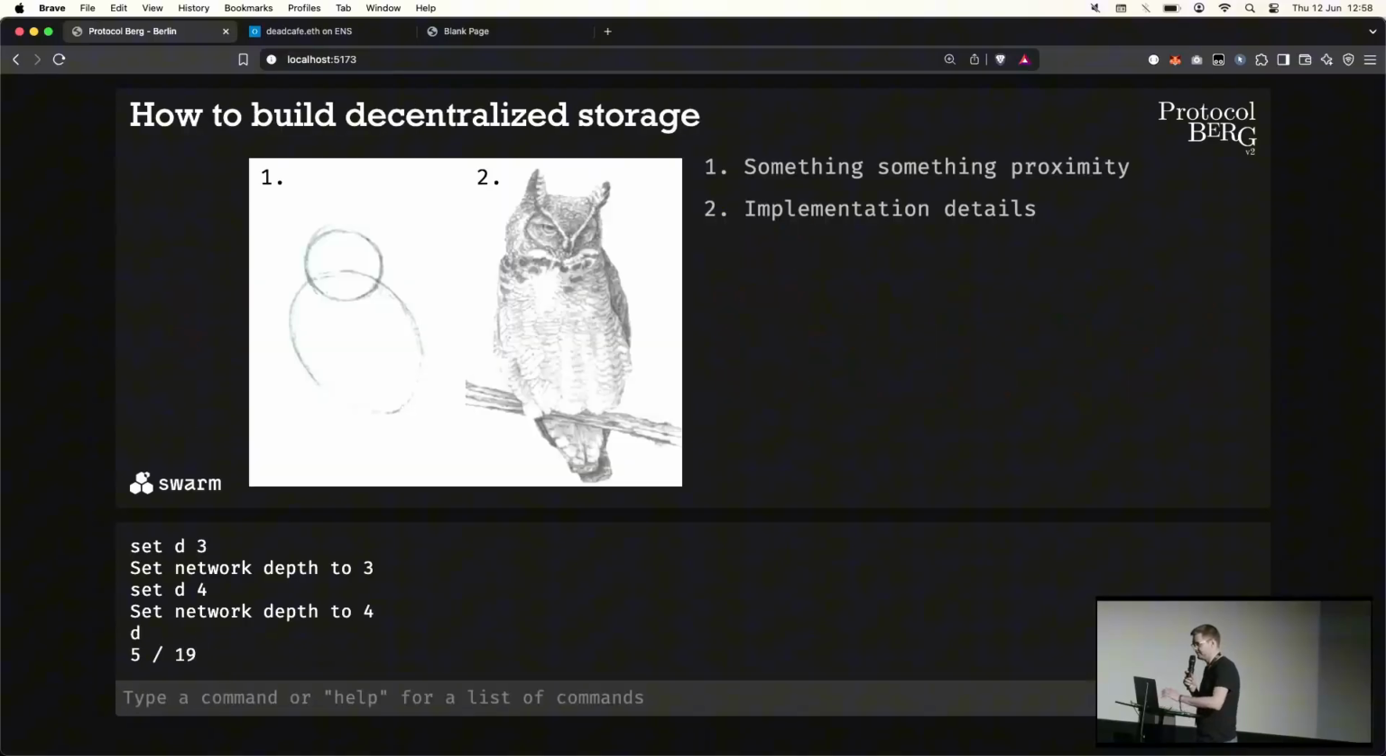Okay. So that was the core idea. The rest is pretty much just implementation details to build the whole network.